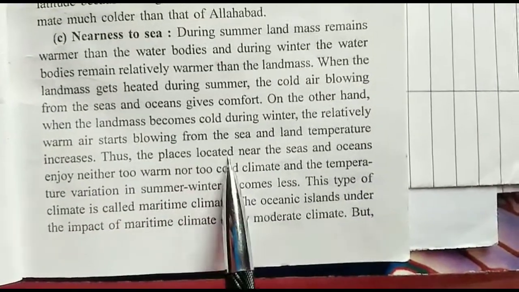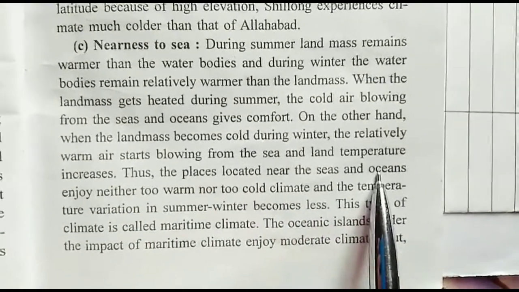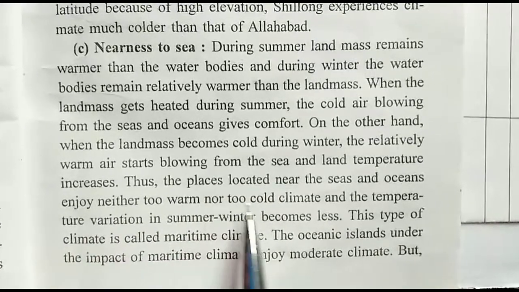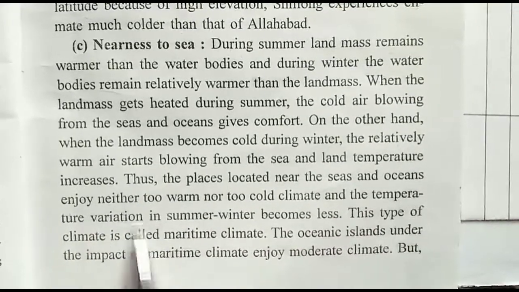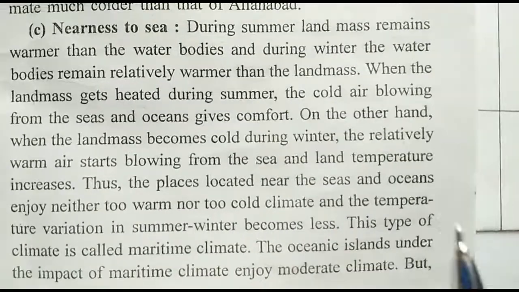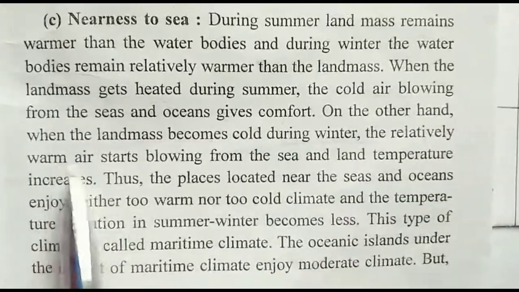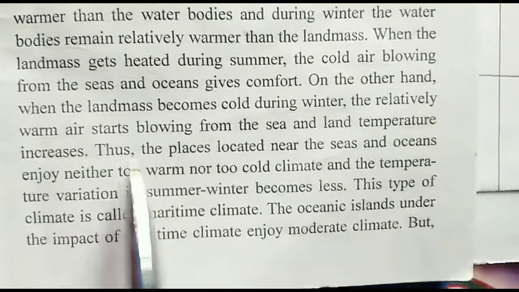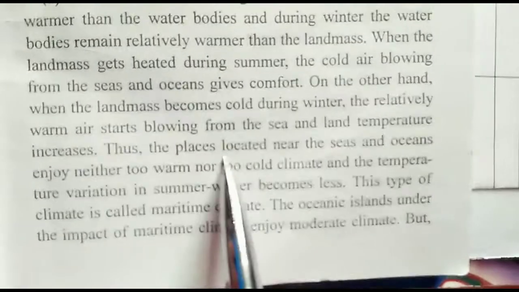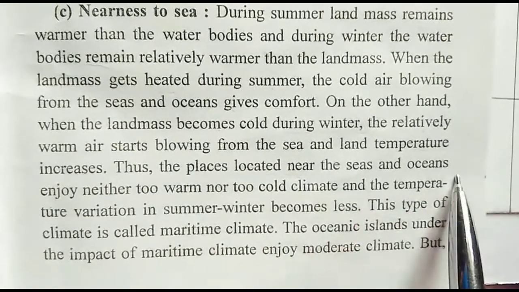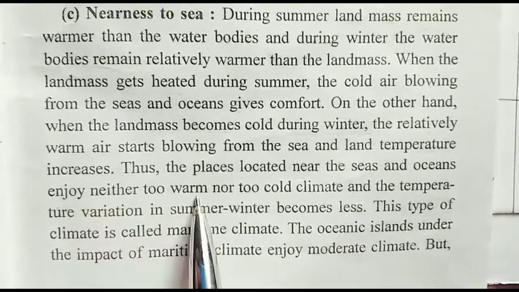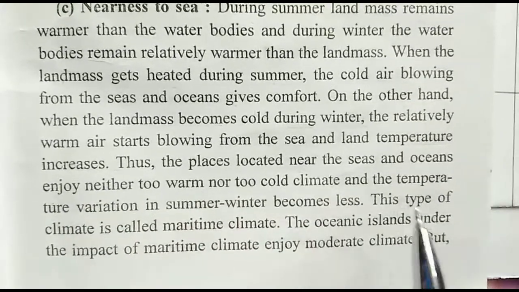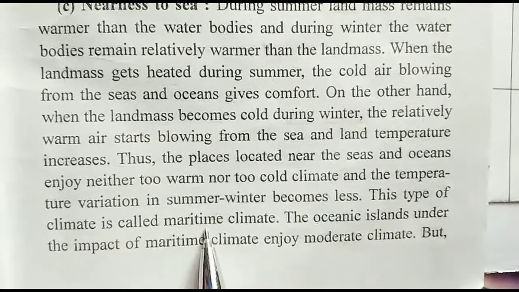And thus the places located near the sea and oceans enjoy neither too warm nor too cold climate and the temperature variation in summer and winter becomes less. Means during the summer the cold air blows from the sea and ocean, and during winter the warm air blows from the sea and ocean and land temperature increases, and in this way the places which are located near the sea and ocean enjoy neither too warm nor too cold climate. And this type of climate is called maritime climate.